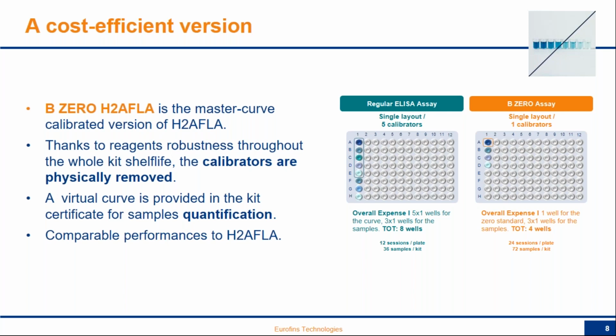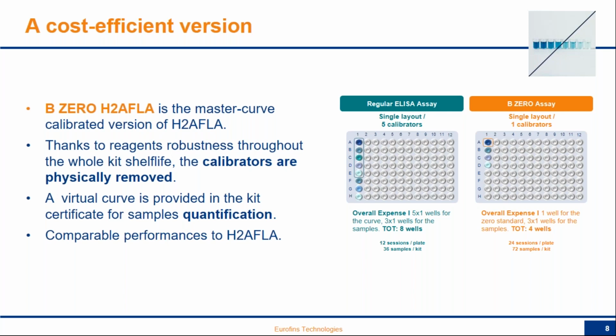That means that you will be able to use one kit 12 times only, and you will use the kit for 36 samples. With a virtual master curve calibrated assay, you will spend for each session 4 wells only, 1 for the 0 standard and 1 for each of your samples. You can exploit the plate 24 sessions and run 72 samples. So the reduction of cost is easy to calculate: it is 50% of the kit's cost.